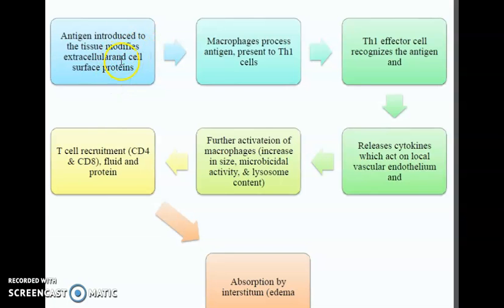The antigen introduced to the tissue modifies extracellular and cell surface proteins. The macrophages then process the antigen and present it to Th1 cells. The Th1 effector cell recognizes the antigen and releases cytokines which act on local vascular endothelium, and further activation of macrophages takes place, resulting in T cell recruitment. Fluid and protein, and their absorption by interstitium, lead to edema.